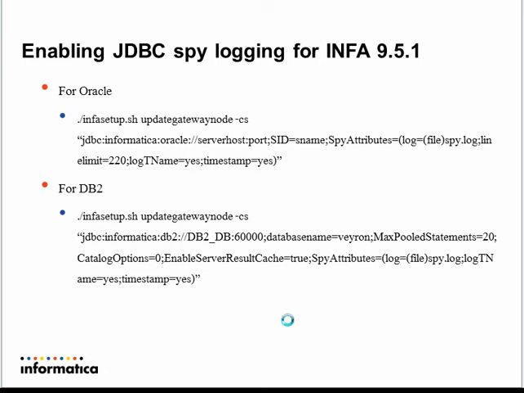To enable the JDBC Spy logging, you have to run the update gateway node command, and specify the spy attributes as shown on the screen. You can clearly see there is an additional option there: spy attributes, log file, spy log, line limit 20, log tname and timestamp equal to yes. I have given it on the screen for Oracle and DB2. If you have any other database like SQL Server, then you can find the particular spy attributes for your version and database by searching in our knowledge base.